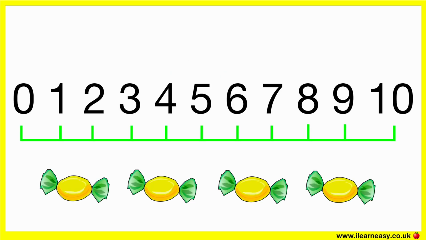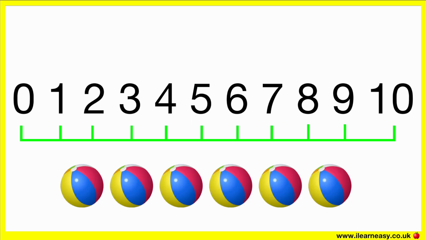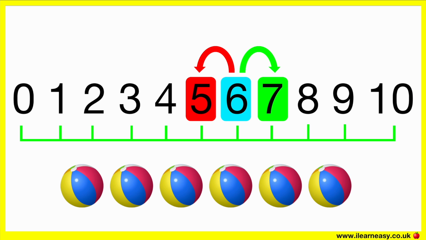Now let's look at some examples. Here are 4 sweets. What would be one more sweet and one less sweet? One more than 4 sweets would be 5 sweets. One less than 4 sweets would be 3 sweets. Here are 6 balls. What would be one more ball and one less ball? One more ball would be 7 balls. One less ball would be 5 balls.